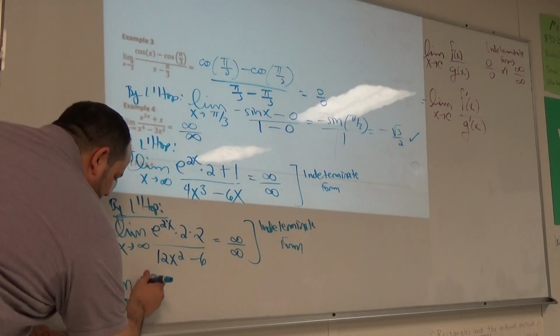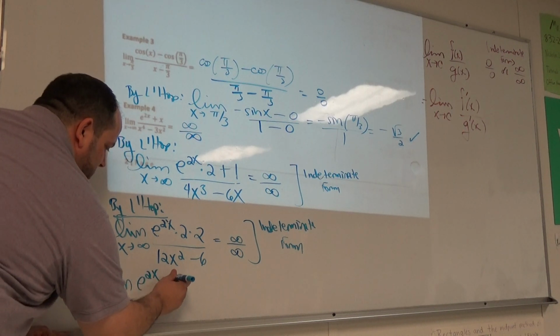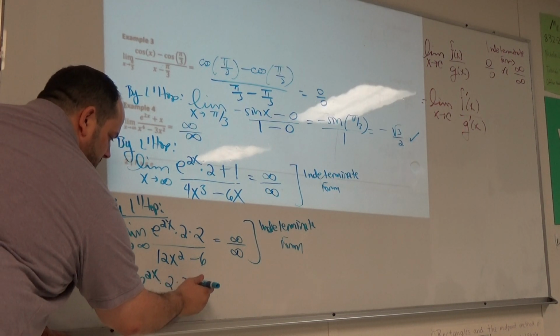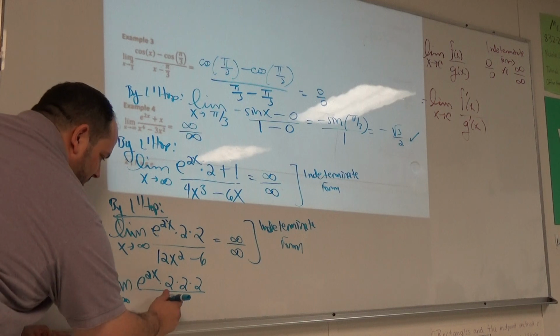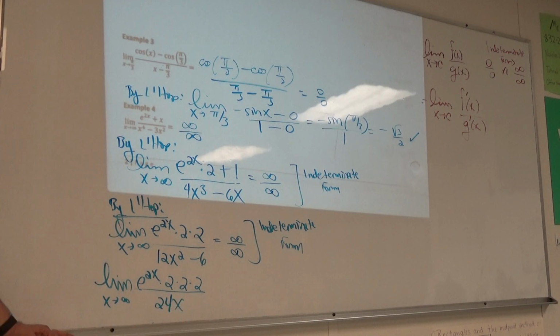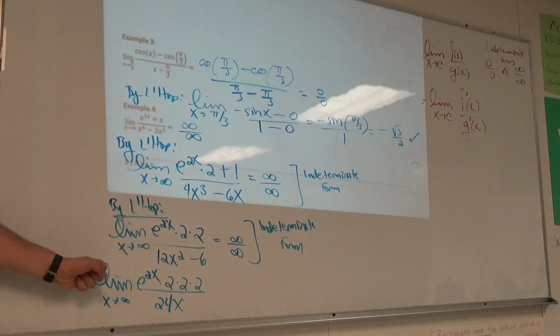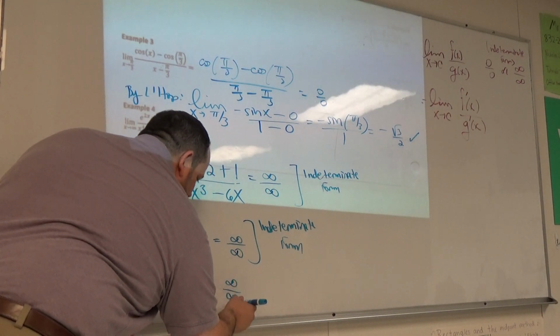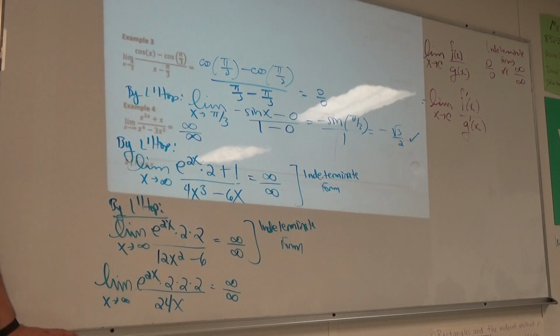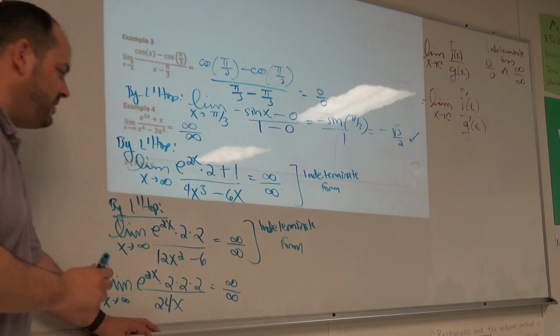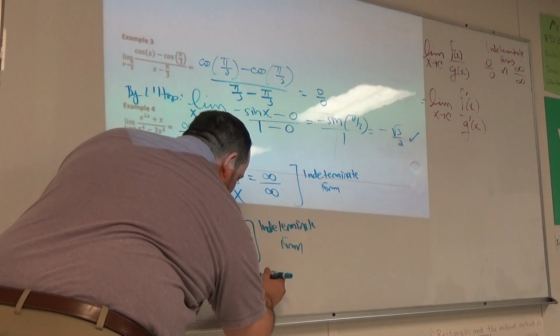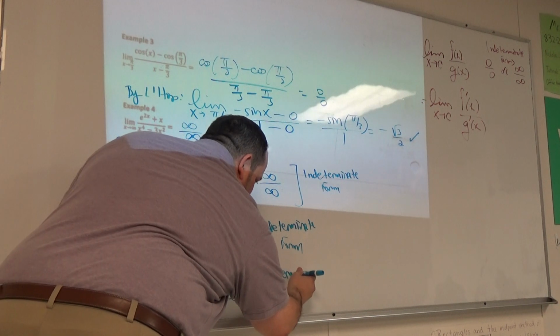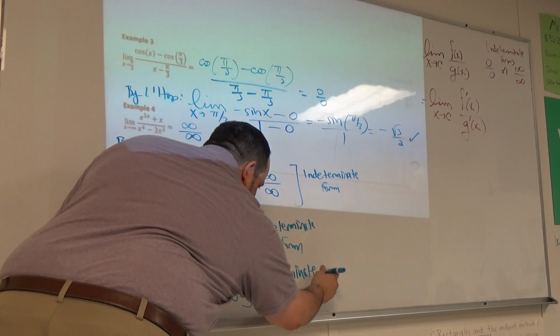Derivative of e to the 2x, still e to the 2x, times 2 again, times 2 again, over 24x. Take that limit as x approaches infinity. Infinity over infinity again. I hope it means indeterminate form. I'll have to play back the film later.